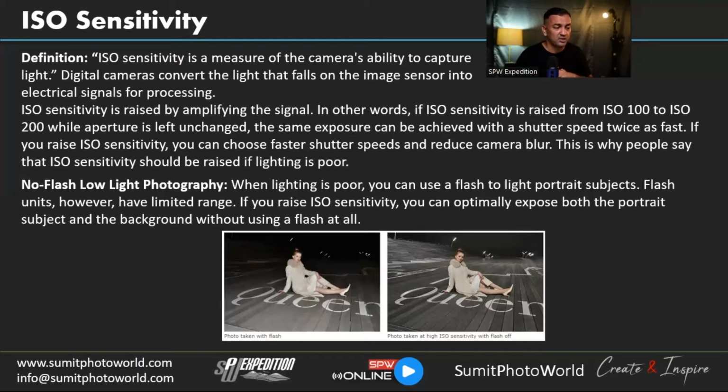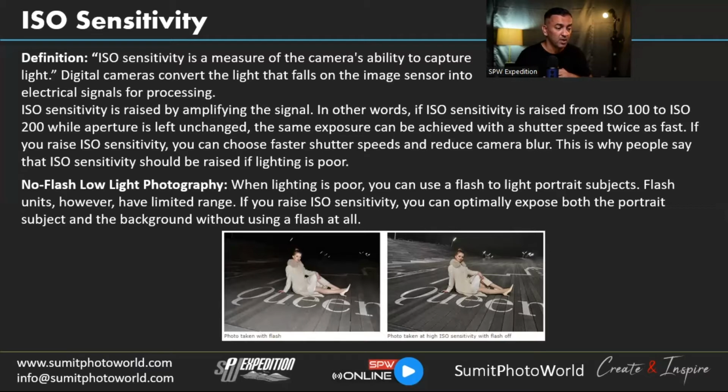If you raise ISO sensitivity, you can choose a faster shutter speed and reduce camera blur. So it'll help you get a handheld shutter speed. This is why people say that ISO sensitivity should be raised if lighting is poor. So we have to rely on ISO only when it demands. When we see the light condition is not supportive, we can take help from the ISO. We can raise it, but only till that amount which is required for handheld photography when you do not have a tripod.